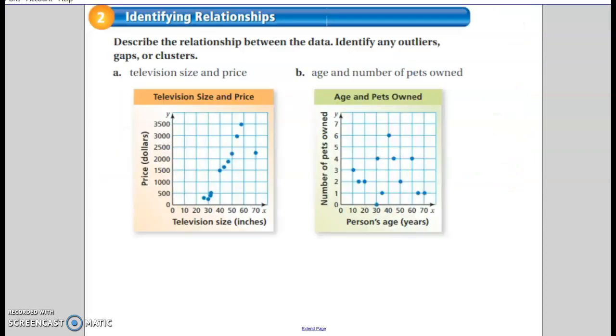Identifying relationships. Describe the relationship between the data. Identify any outliers, gaps, or clusters. So an outlier is a point that looks like it doesn't really fit on the graph. It lies outside, so it's an outlier. Here's one. There's an outlier.